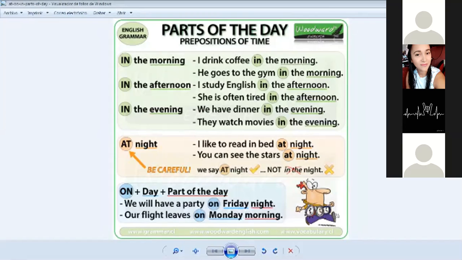Tengo in the morning, parts of the day, con la preposición in y at. In the morning, in the afternoon, in the evening, pero at night. At night. Okay. Just be careful. We say at night. No, in the night. Okay. Good.